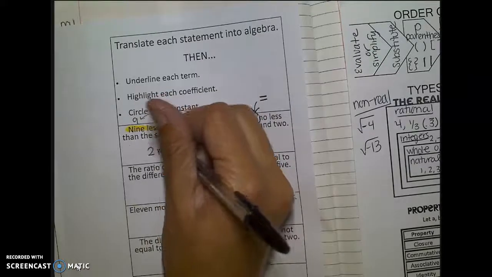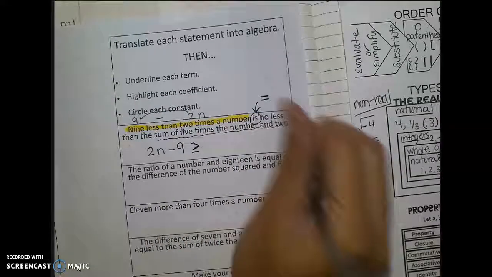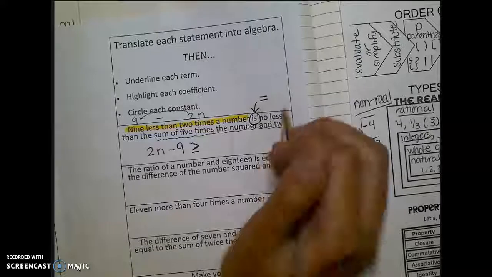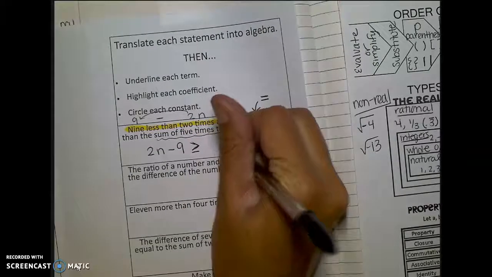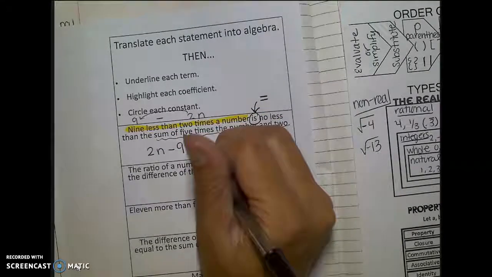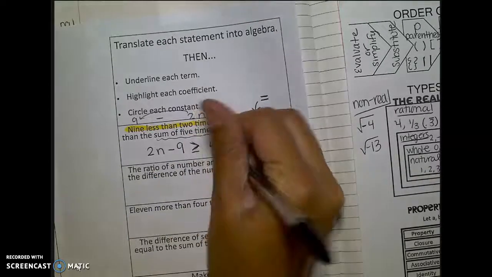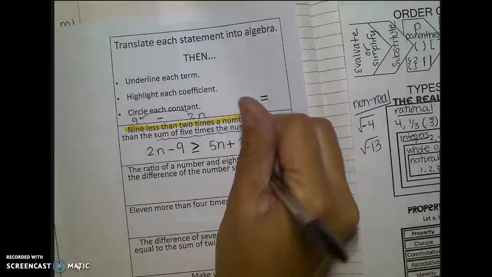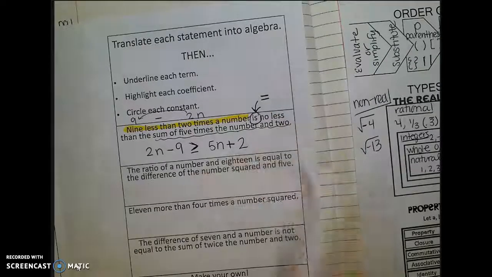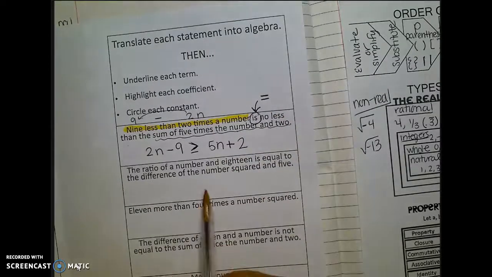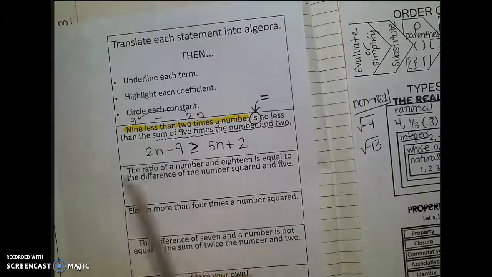The sum of 5 times the number and 2. So sum I know is addition. Of 5 times the number, so the number over here, so 5 times n, and 2. So hopefully that's kind of helpful. I'm going to try one more, but I wouldn't worry about these because I didn't write them on there. We're going to do more with this next week.